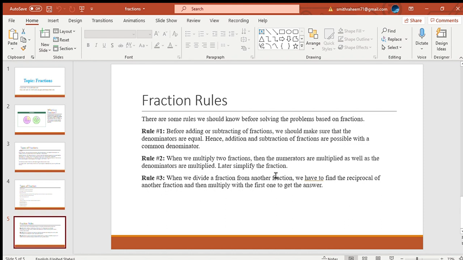Alright, so rule 3 is talking about when we're dividing fractions. So when we divide a fraction by another fraction, we have to find the reciprocal of the other fraction and then multiply the first one to get the answer. Alright, so rule 3 states that when you're dividing fractions, you reciprocate the other fraction, and then you multiply them to get your final answer, and also you could simplify it if it's possible.